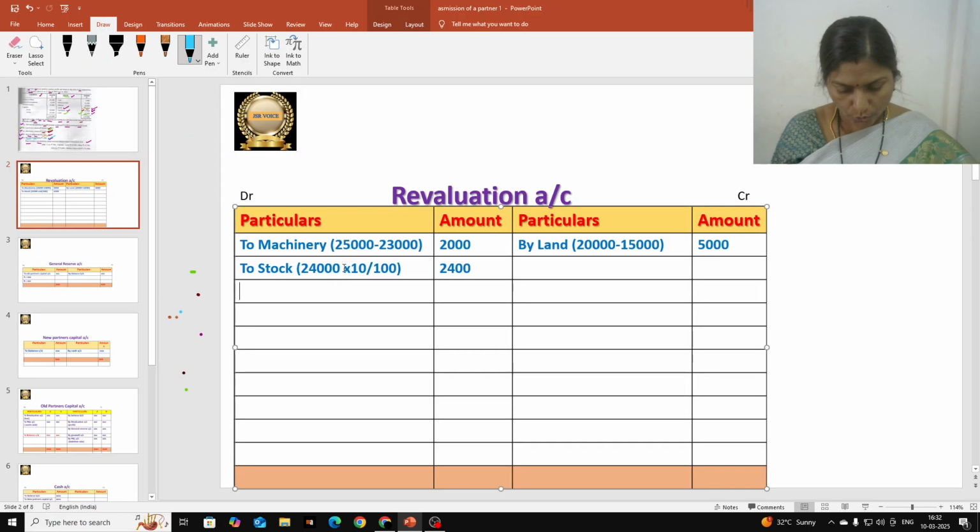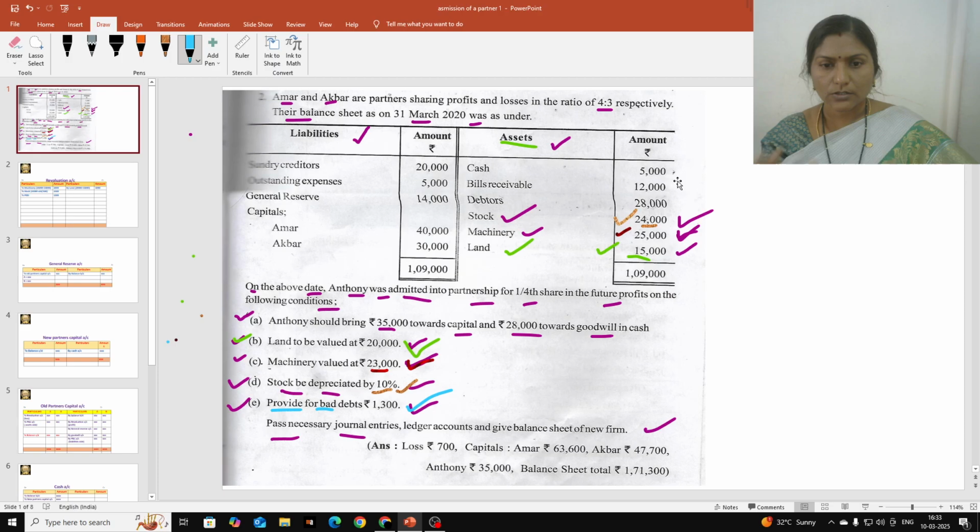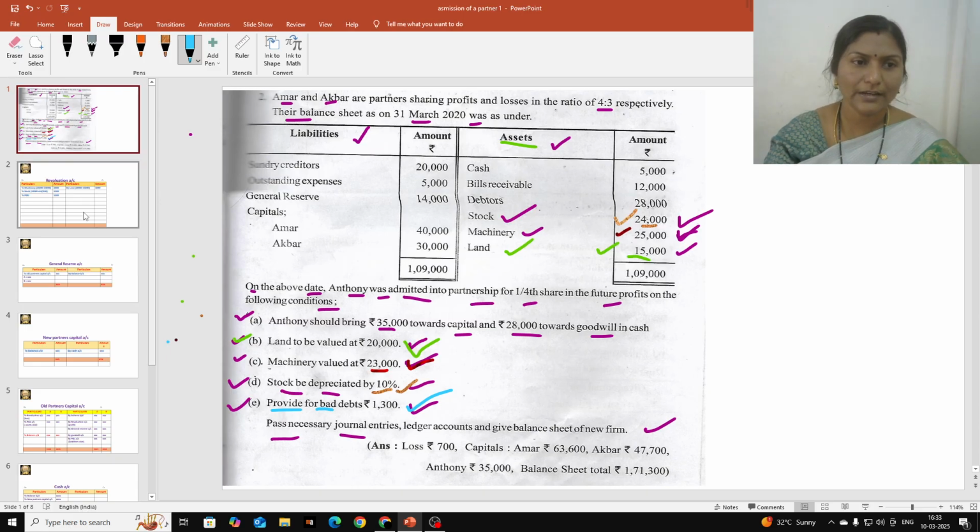Okay, we will write PDD. PDD means it is nothing but provision for doubtful debts. So it is how much? They only have given the value, no? 1,300. We will record 1,300 only. Let us go to the question. So all the items whatever we need to write, that we recorded in the revaluation account. Let us do totals of revaluation account now.